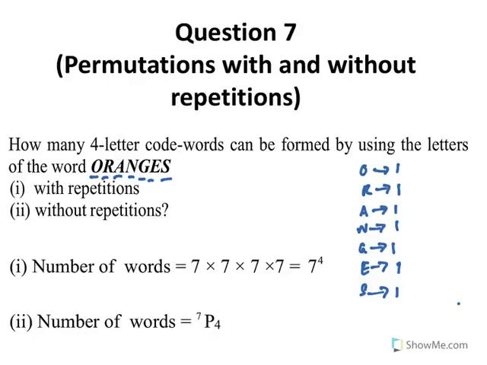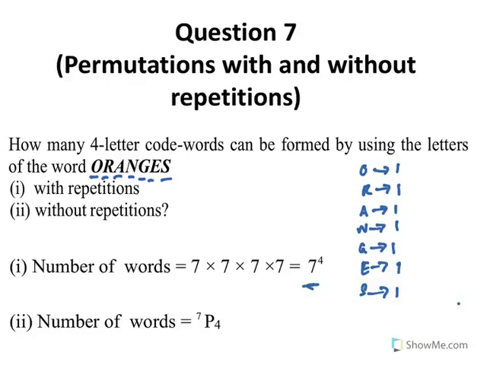1, 2, 3, or total 7 distinct items. How many 4-letter codes can we form? With repetitions means I can put it and then use it again. So first slot I put in 7, second slot I can put in 7 again, third slot I can put in 7 again. So the number of choices is just 7 to the power of 4, because I can reuse the choice.